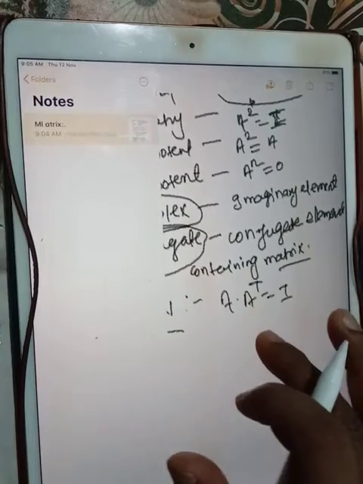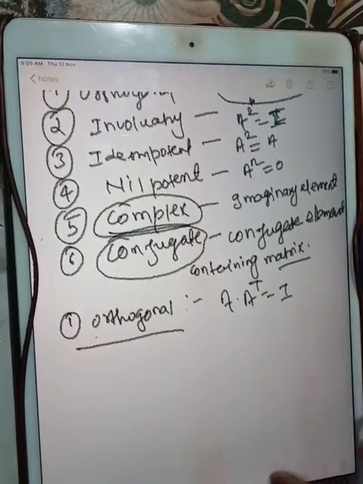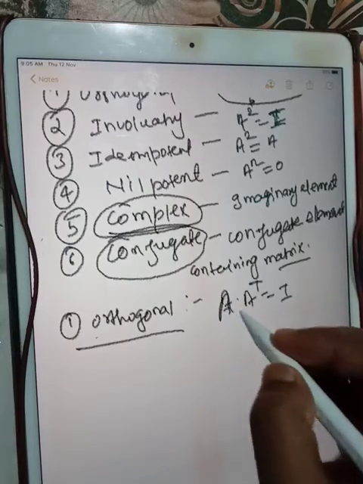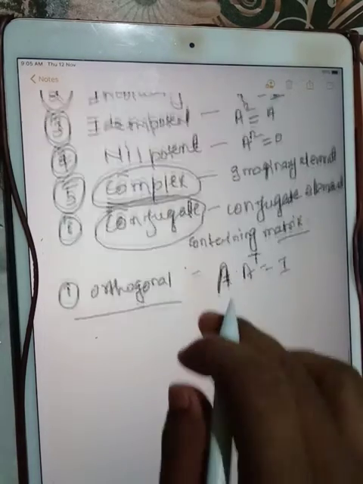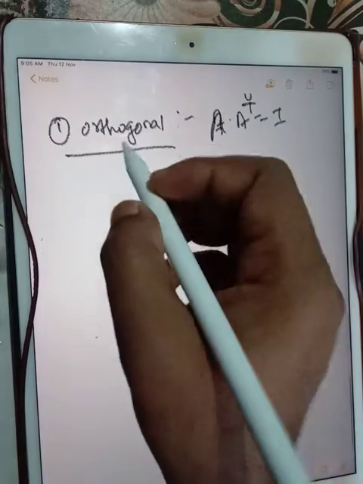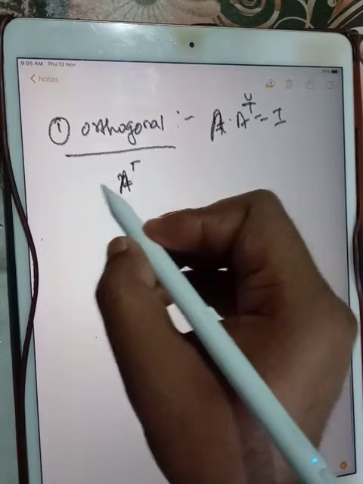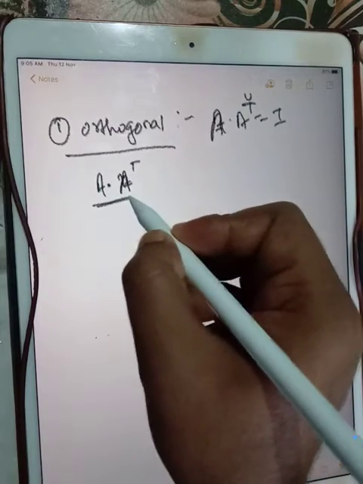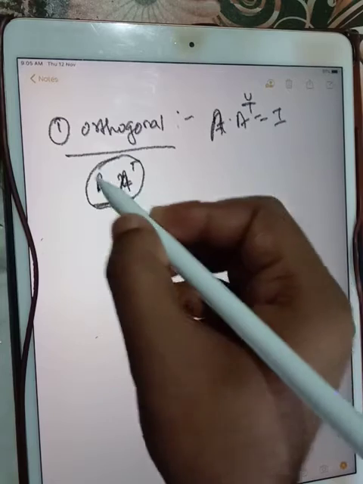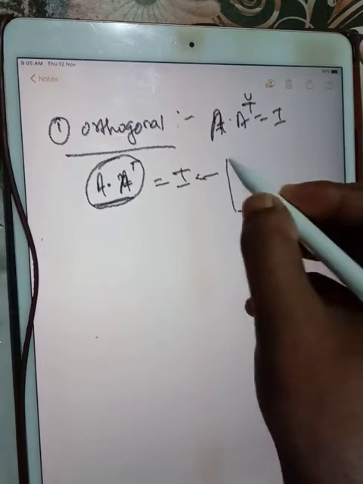Okay, now let's come to A into A transpose equal to I. If in a matrix you are given A, and you take the transpose of that matrix, and after that you multiply A into A transpose, and it comes to be I. What is I? I is the identity matrix.